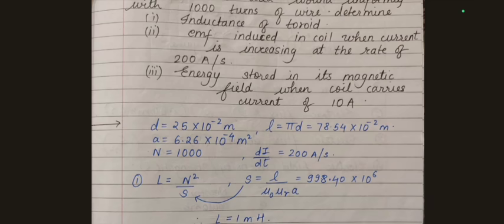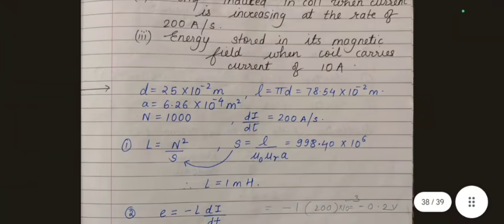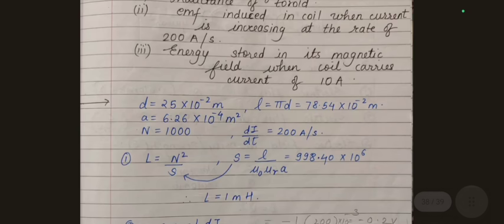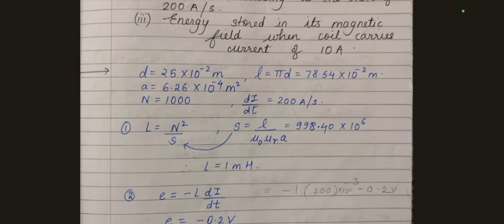So how can we find inductance? L is equal to N square by S. We will substitute the S value over here, that is L upon mu naught mu r, the second formula, and we will get the value if you substitute. I have not done the calculations of this numerical, you have to try it on your own. If you substitute the S value over here, you will get the formula for L, and all the things are given in the data. If you substitute those, you will get L is equal to 1 millihenry.